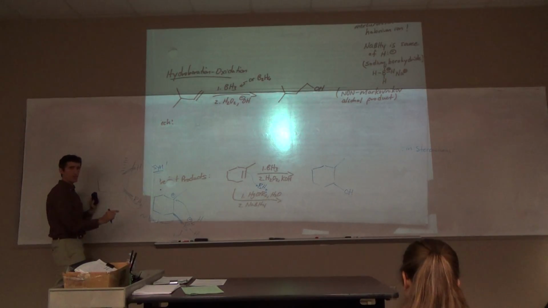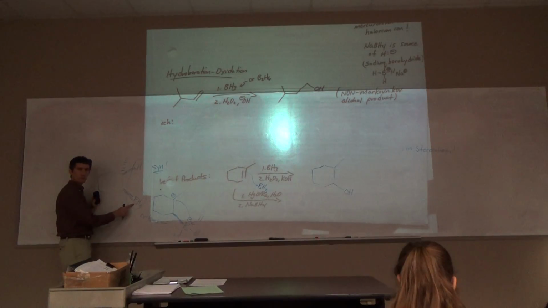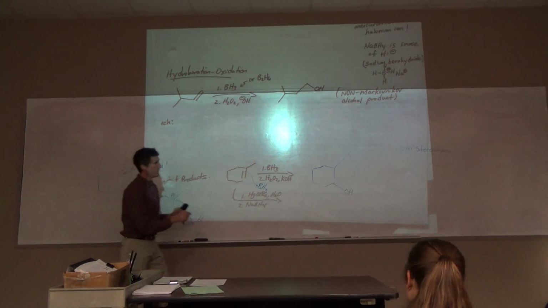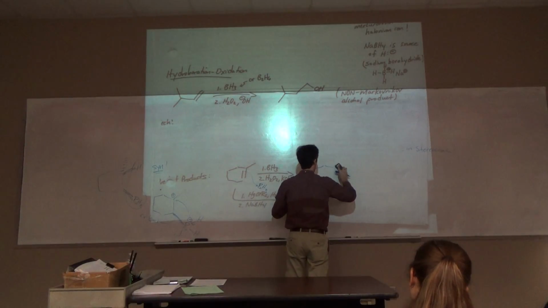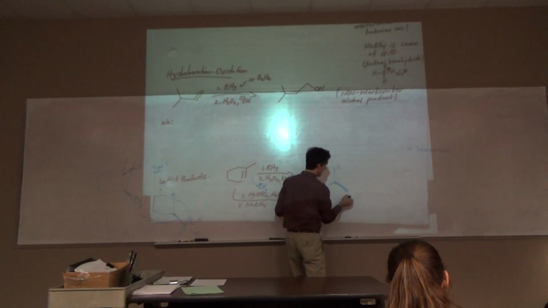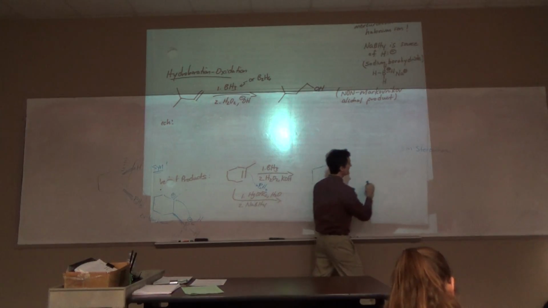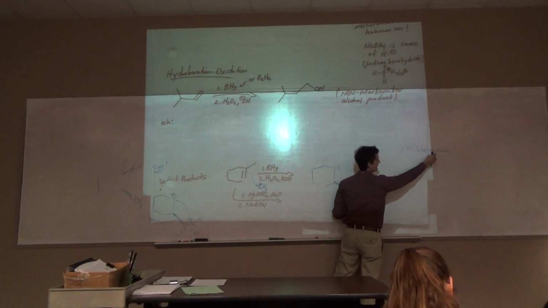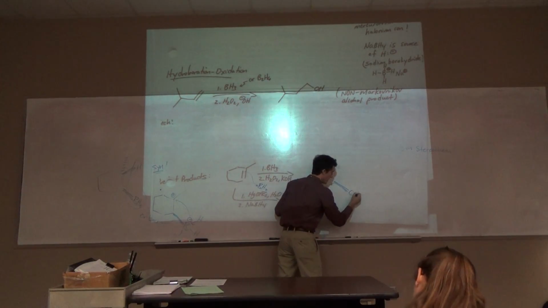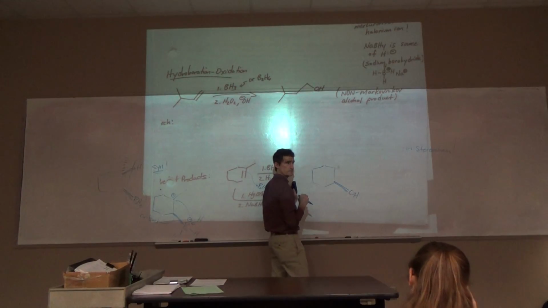Now the magic step. What does the magic step do? It replaces the boron with what? An OH. So when we replace it, do we change any stereochemistry? No change in stereochemistry! So just erase and change it to OH. No change in anything.